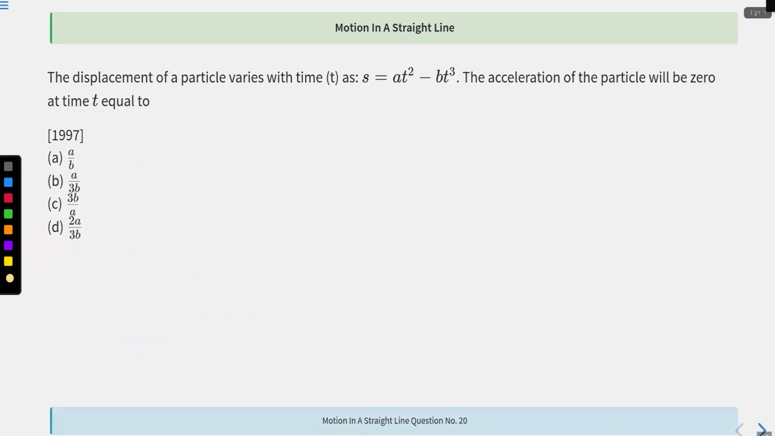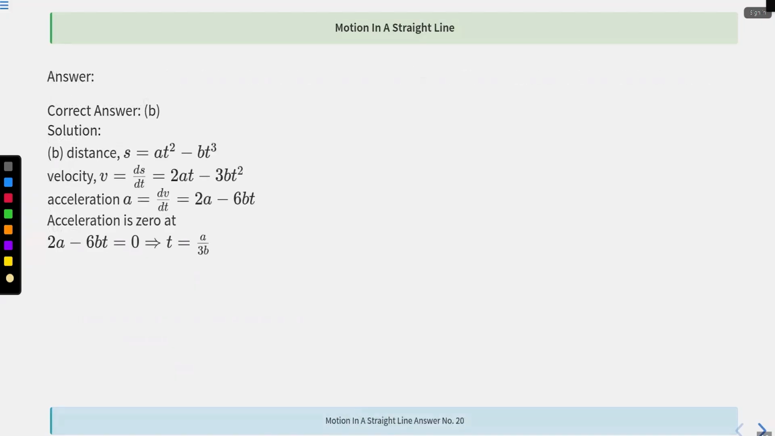Okay. Next question. The displacement of a particle varies with time t as s is equal to at square minus bt cube. The acceleration of the particle will be 0 at what time? Simple. Compute ds by dt. Then you have to compute dv by dt.